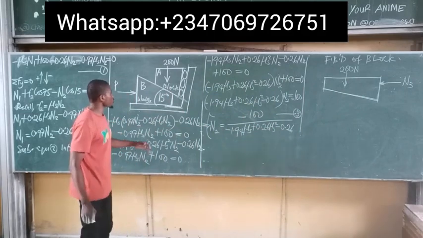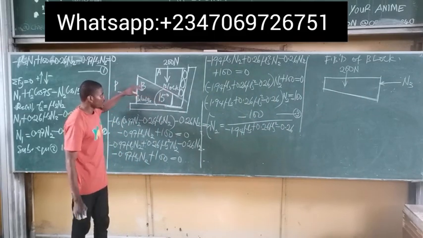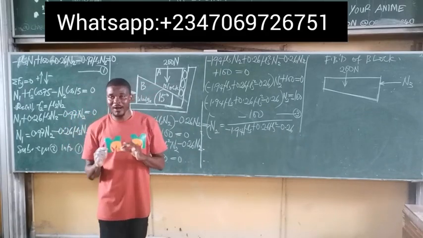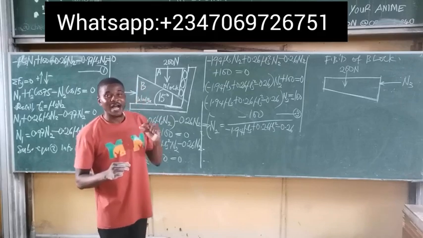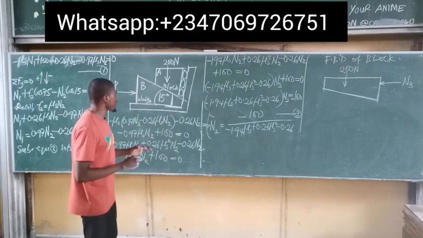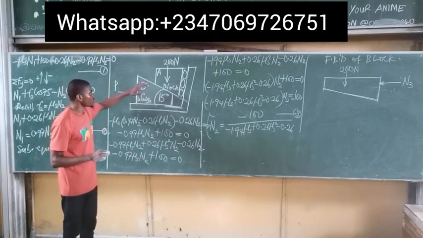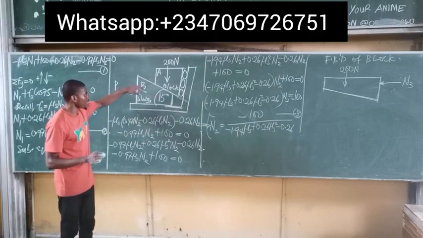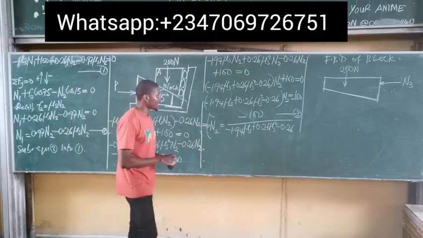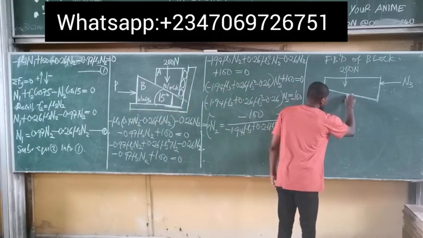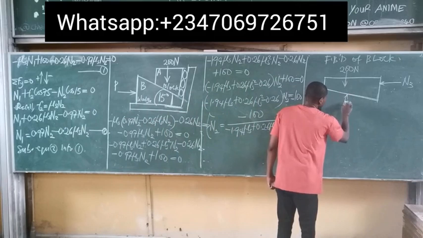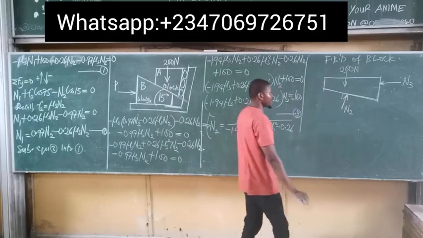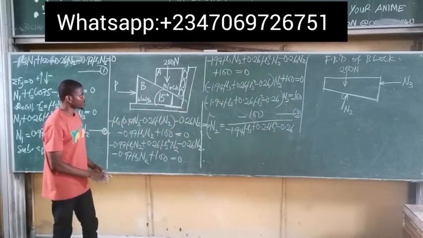Now, this block is also in contact with the wedge, and whenever two surfaces are in contact, you have a normal reaction, which must be at 90 degrees to the surface. It is still the same normal reaction governing the wedge that governs the block, and that normal reaction is simply N2. So we still have N2 at 90 degrees to the surface.